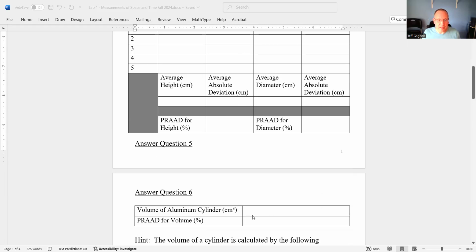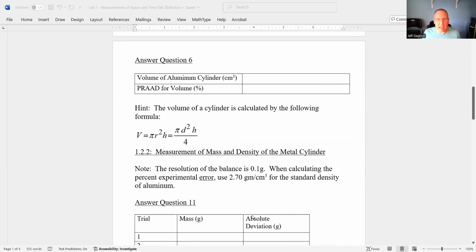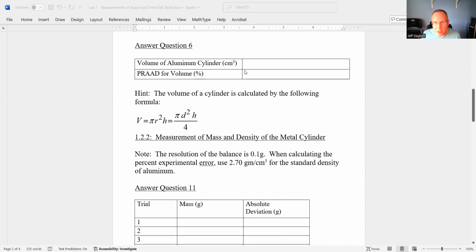Okay, question 6 is going to ask you to compute the volume of the cylinder and the percent difference for volume. So to do that, let me jump over to the tablet to help you with this, to explain how this works.